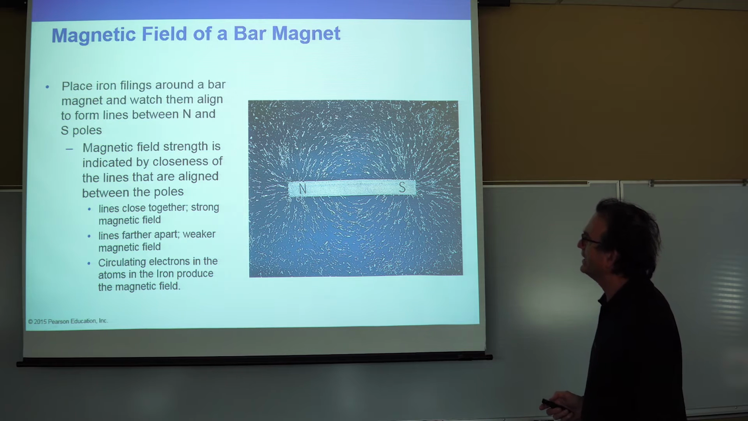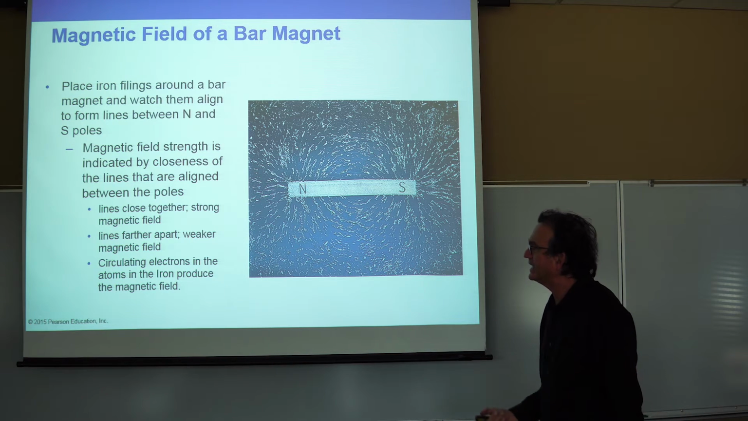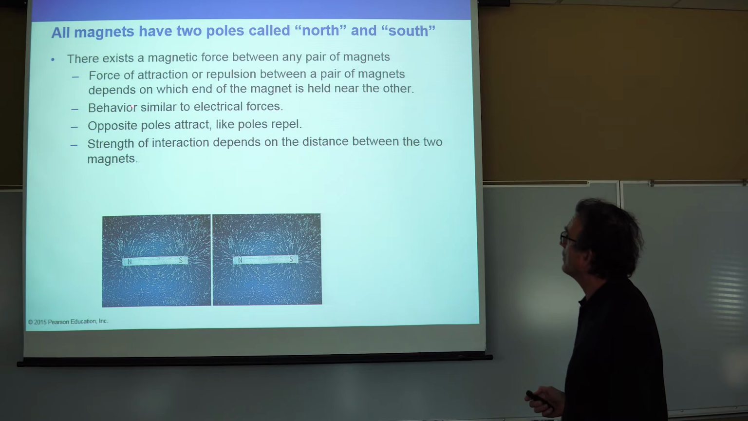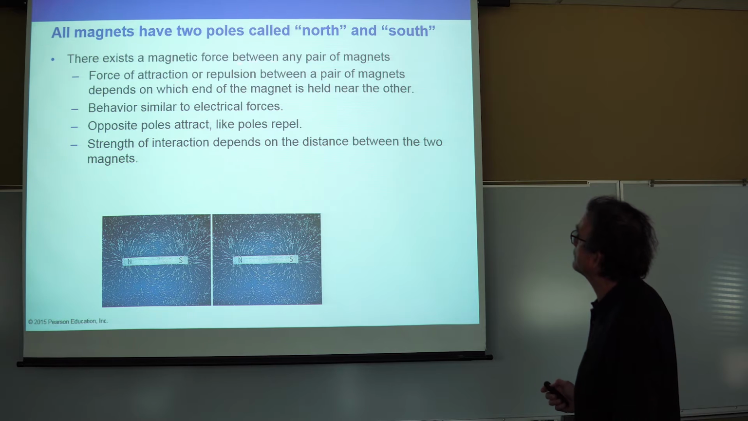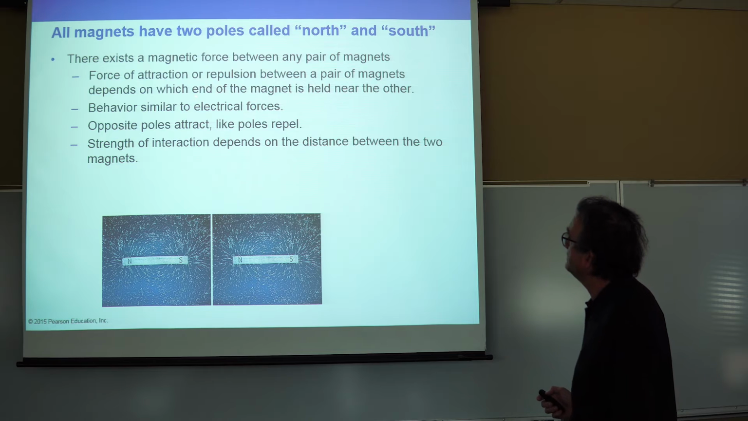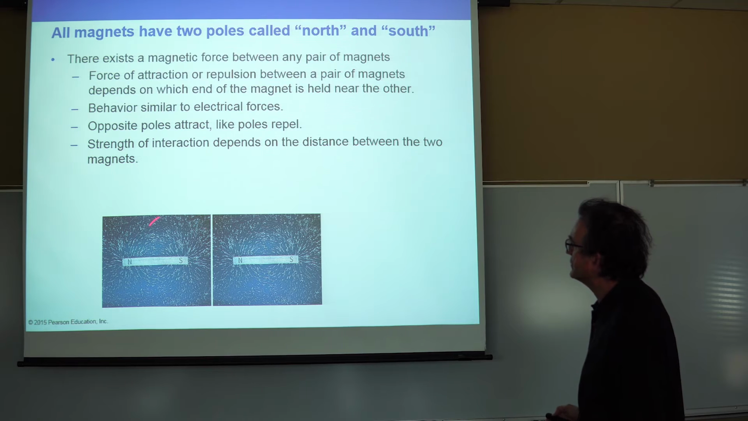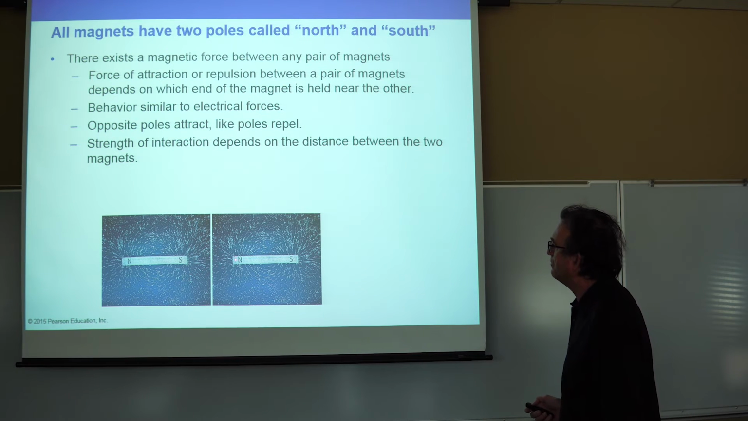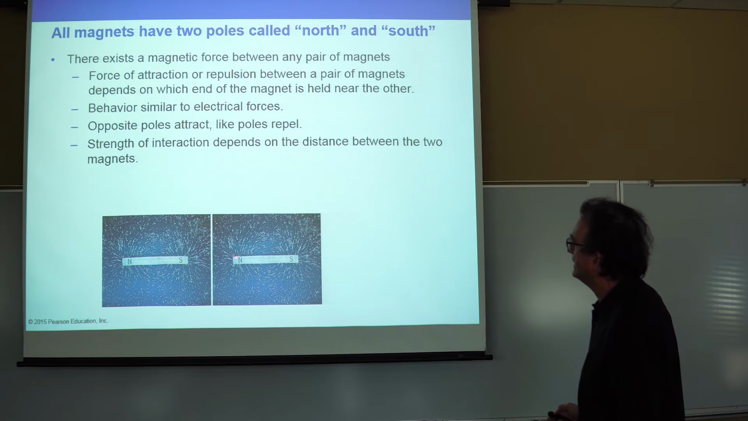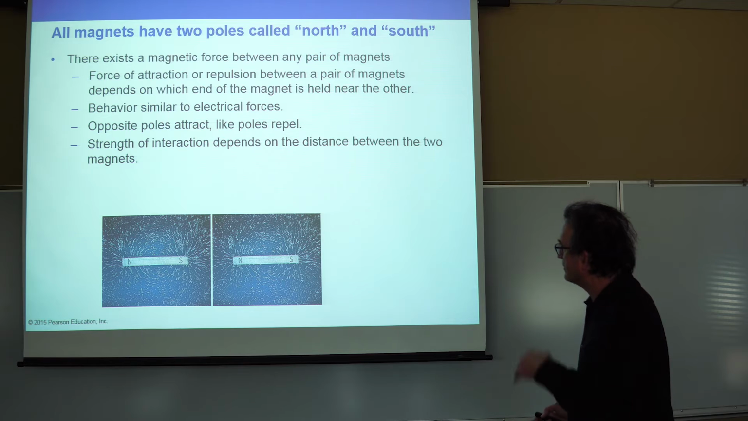So the strength of the magnetic field, which will be indicated by its force on a moving charge, is stronger near the poles. First of all, we can say that there is a magnetic force between any pair of magnets. There is a force of attraction or repulsion between them, and it depends on which end of the magnet is held near the other. So in these pictures, we have the North Pole in closer proximity to the South Pole for this scenario than the South is to the North Pole on the other ends of the magnet.